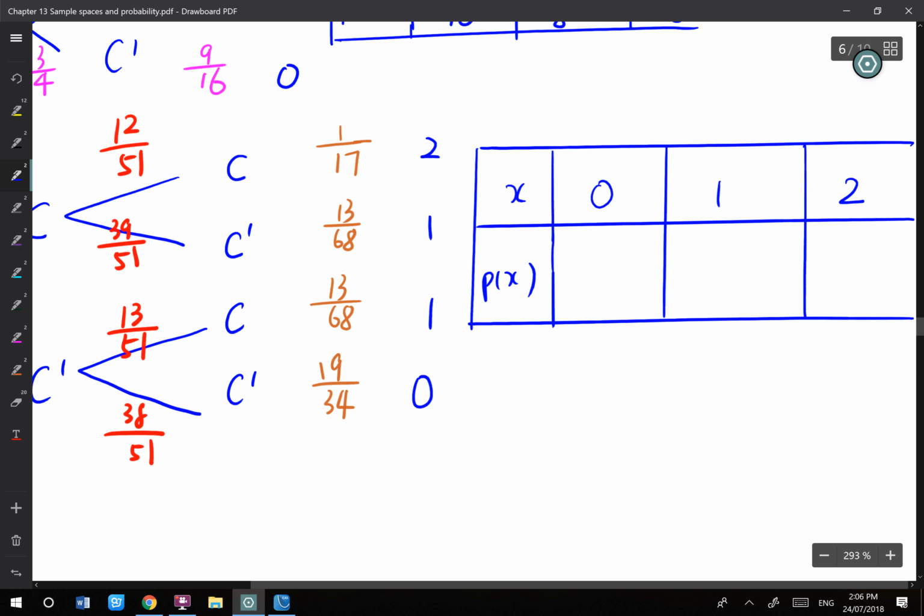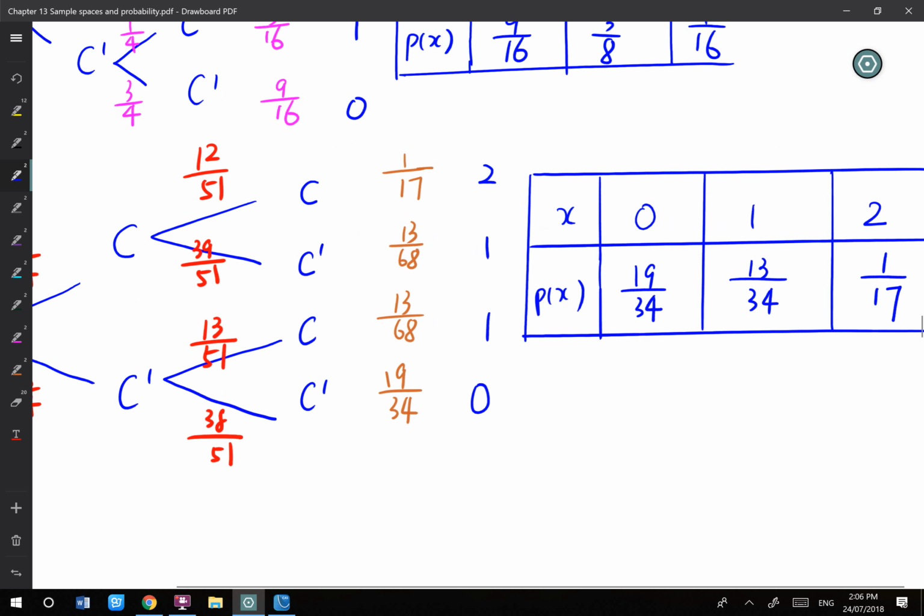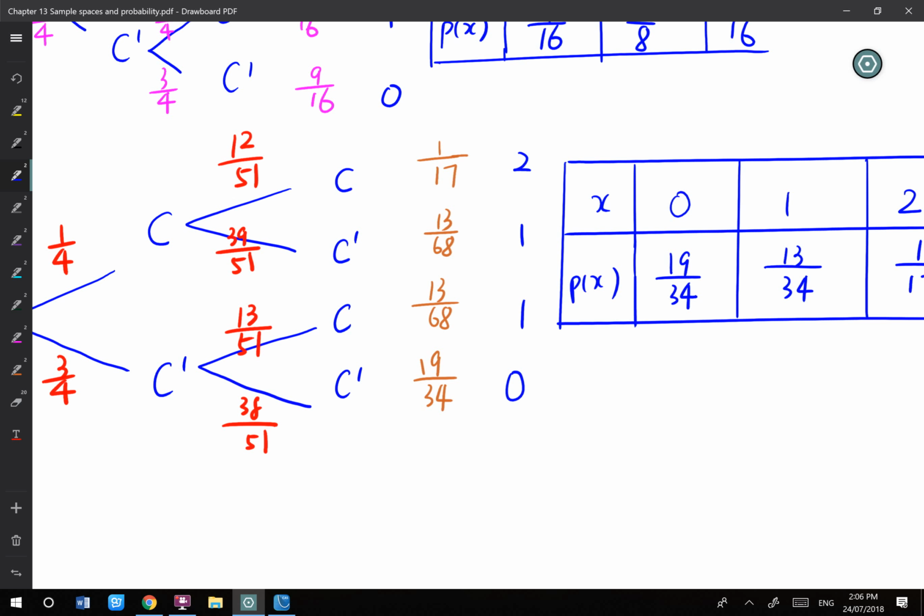Okay, for 0 I have 19 over 34. For 1 I have 13 over 34, and I have 1 on 17. After simplifying, it's quite easy numbers. There's no problem with this particular question here.